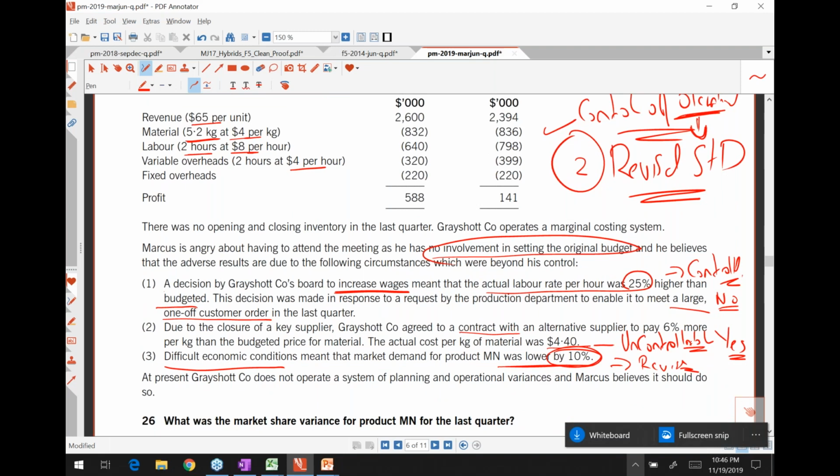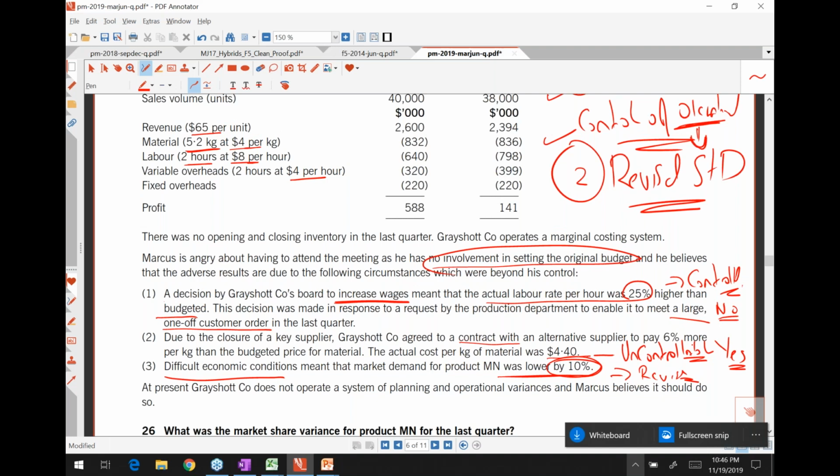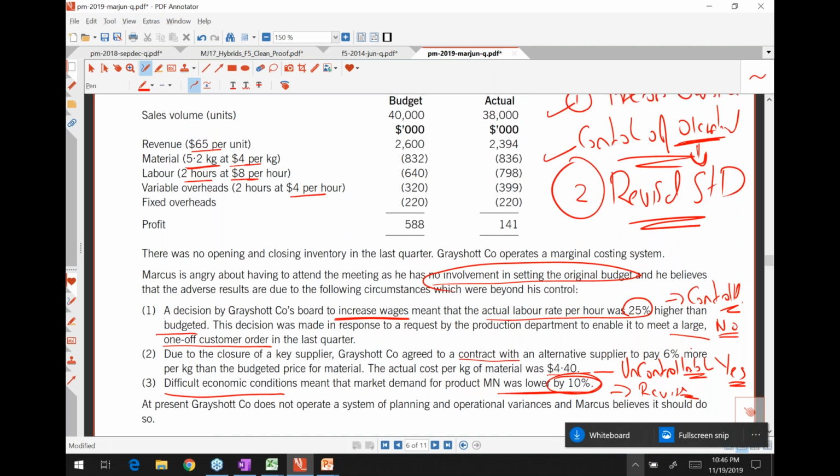So did you understand this $1 million technique, my friends? Are you all getting what I'm trying to say? This is very simple. This will make your life really easy. So whenever you see the factors are not controllable for the managers, just revise the standard.